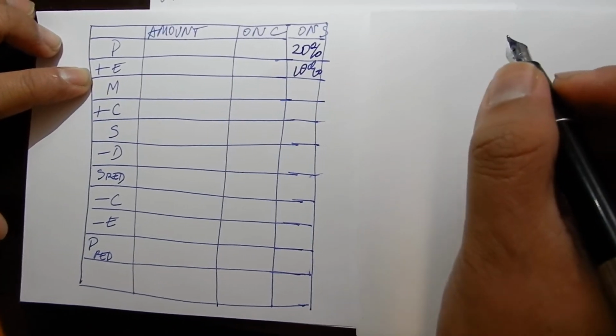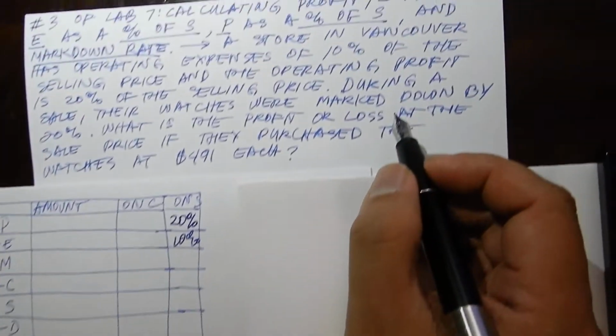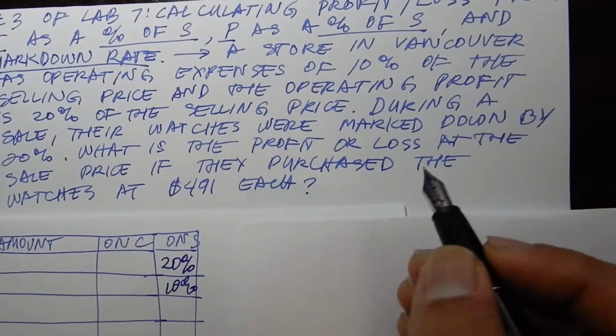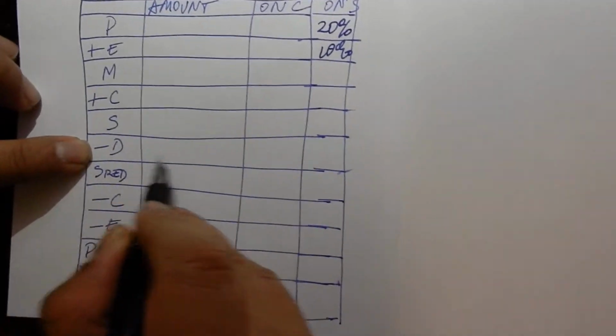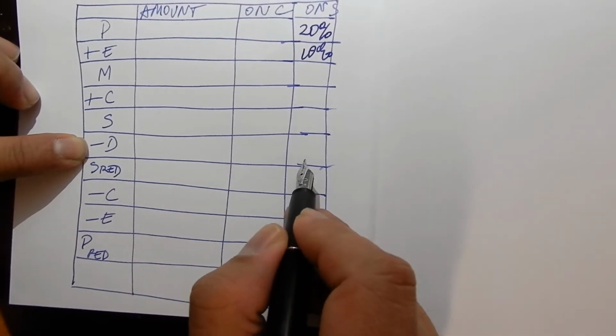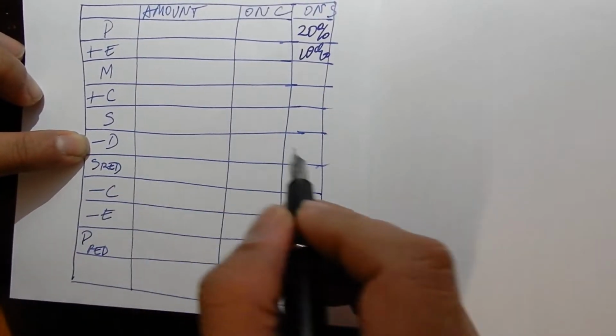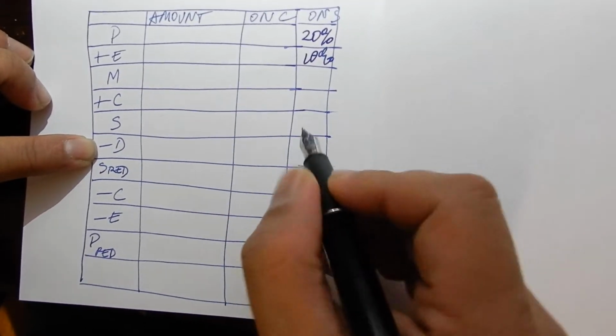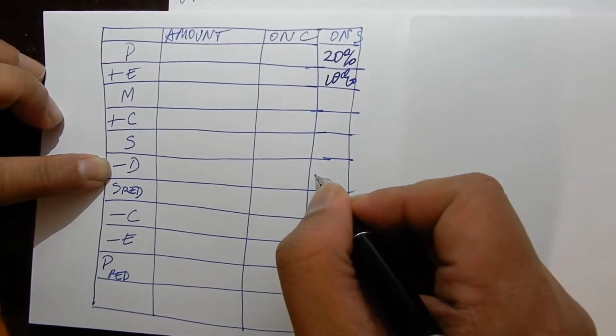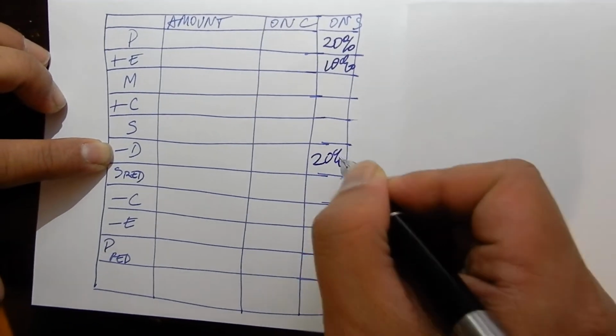Right. The other two things we're given are markdown and the cost down here. So markdown rate is 20%. So markdown, can't put a dollar value, we're only given a rate. Okay, so markdown is always over the selling price, or markdown on selling price. So that'll be 20% down here.